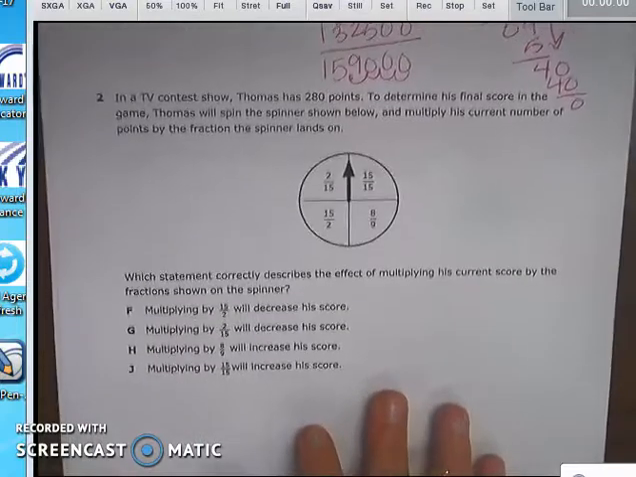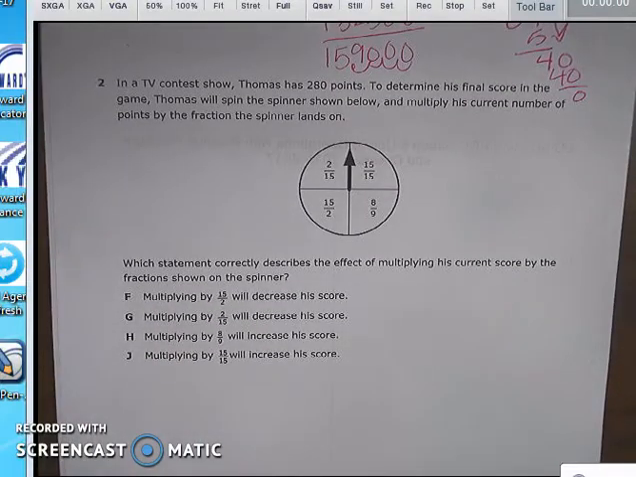Okay, so accelerated, this is only on your test. Regular, it's not, so you can skip this one. In a TV contest, Thomas had 280 points. To determine his final score in the game, Thomas will spin the spinner shown below and multiply his current number of points by the fraction the spinner lands on. Which statement correctly describes the effect of multiplying his current score by the fractions shown on this spinner?